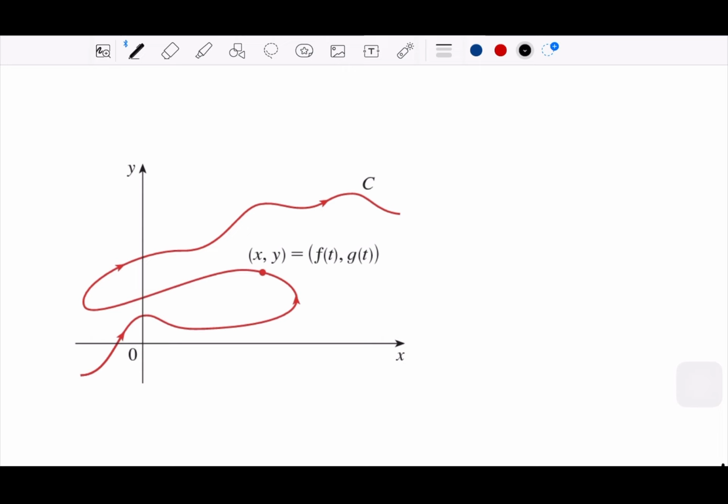Okay, now I have this curve. This is the coordinate x, y. But I can make this xy into another function, and we introduce another variable we call the variable t. So x is f of t, y is g of t.